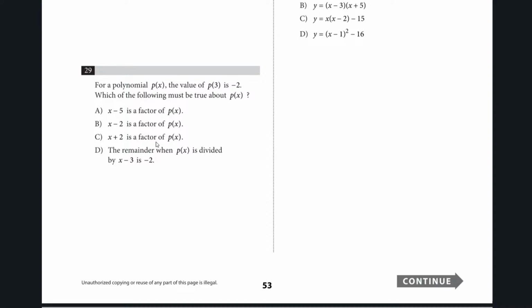Let's just come up with two random polynomials where p of 3 is equal to -2. The first ones that come to mind are x minus 5, because if you plug in 3, you do get -2. And the next one is x squared minus 11, because 3 times 3 is 9, minus 11 is -2. Sure, x minus 5 is a factor of this one, but x minus 2 and x plus 2 are not. And x minus 5 is certainly not a factor of x squared minus 11. So the only real answer here is D. But let's see why that's the right answer.